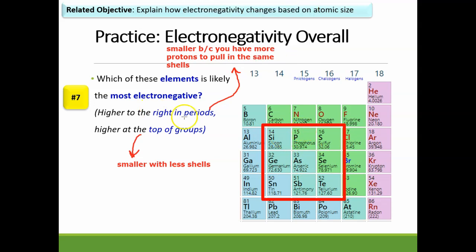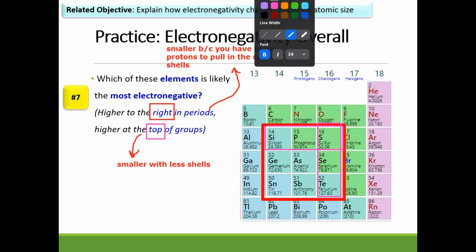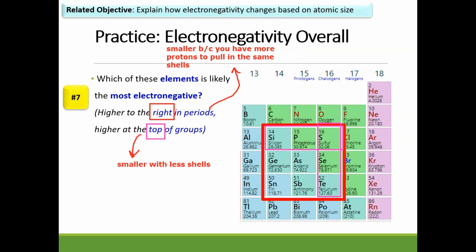Perfect. All right, so if I highlight everything on the right of a period, that's going to be these 3 elements, sulfur, selenium, tellurium. And if I highlight everything at the top of a group, that's going to be all these 3, silicon, phosphorus, and sulfur. And the only place where they overlap, the one that's going to be the most to the right and the most to the top, is going to be our sulfur. So the correct answer here should be sulfur.